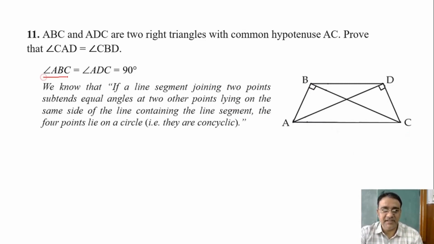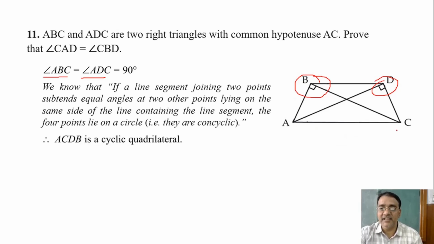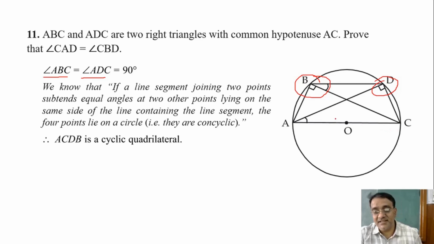Angle ABC is equal to angle ADC is equal to 90 degree. If a line segment joining two points subtends equal angles at two other points lying on the same side of the line containing the line segment, the 4 points lie on a circle. That means they are concyclic. So ACDB is a cyclic quadrilateral. Clear? Yes, sir. And we know that the angle in a semicircle is 90 degrees, so AC will be the diameter.